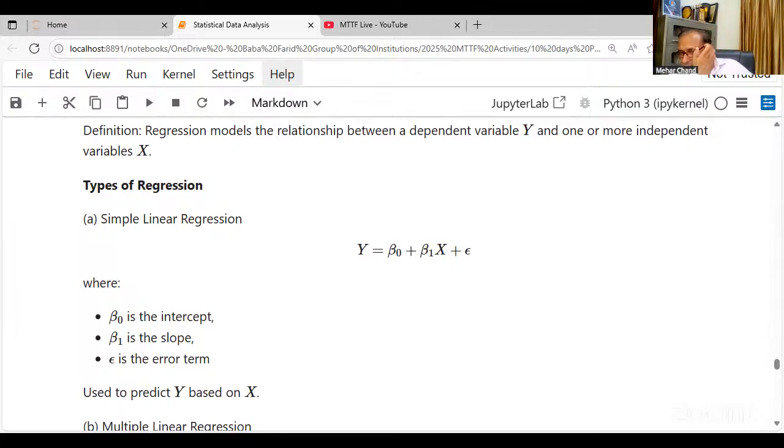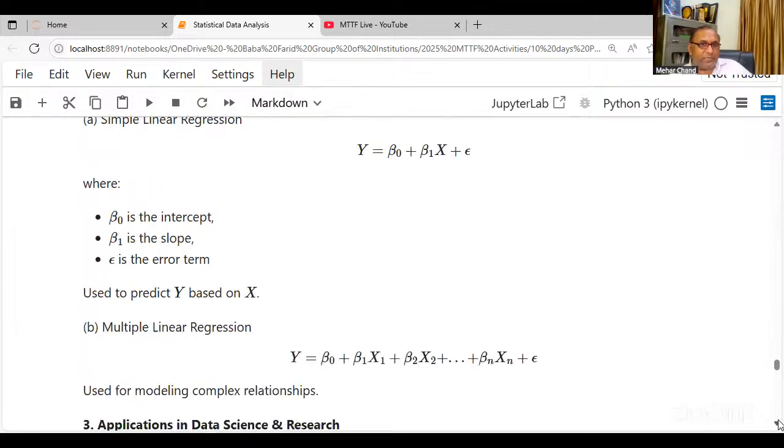So it is used to predict y based on x. So when we have the values of x, according to that, we can predict the y value, by using this equation. And when we need to fit the curve, we need the values of beta 1 and beta 0. Then we can fit this linear regression.